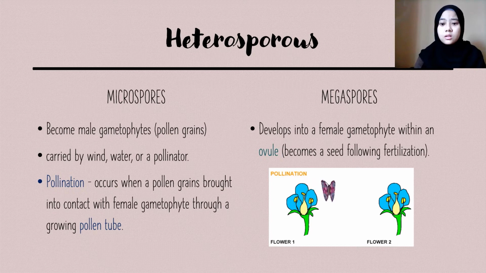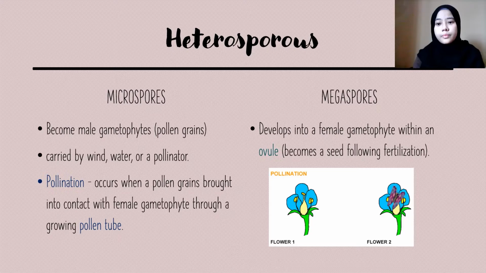As we can see here in the GIF below, the pollination occurs from flower 1 to flower 2. The pollinator was the butterfly, which the pollen grain sticks on, and then it is brought to the next flower, and then pollination occurs. For the next, megaspores will develop into a female gametophyte within an ovule, which will become a seed following fertilization.